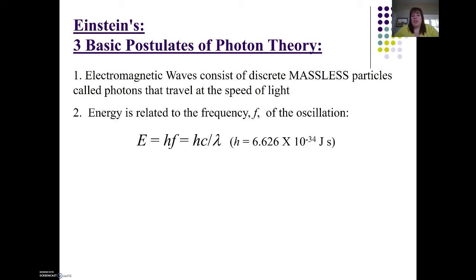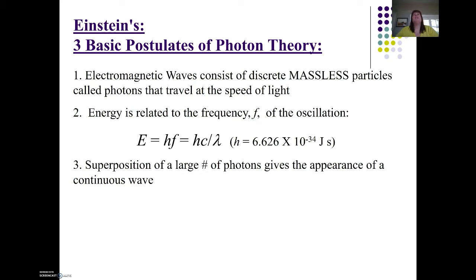The energy of that particle is actually related to the frequency of its oscillation. Yes, these particles oscillate like waves. And the energy equation is the energy is equal to h, which is Planck's constant, 6.626 times 10 to the negative 34th joule seconds, times that frequency. Now, remember in our optics unit, we talked about the velocity equation: velocity is equal to frequency times wavelength. So we can substitute speed and wavelength into this equation for frequency, and then it becomes Planck's constant times the speed of light, since it travels at the speed of light, divided by the wavelength of our photon.